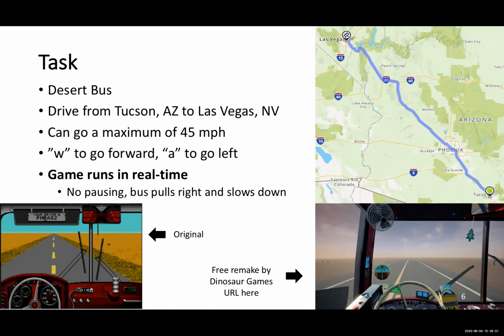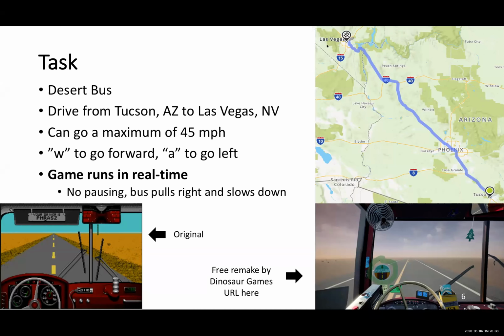Years later, a copy of the game was sent out to somebody and was used for a charity event called Desert Bus for Hope, and that prompted a recreation of it by Dinosaur Games, and you can see a picture of that in the bottom right. So the player in this game takes the role of a bus driver who has to drive from Tucson, Arizona to Las Vegas, Nevada. That journey is depicted in the top right there. The game takes this route and approximates it as a straight line, so you're just driving on a straight road through the desert. The bus can go a maximum of 45 miles an hour.